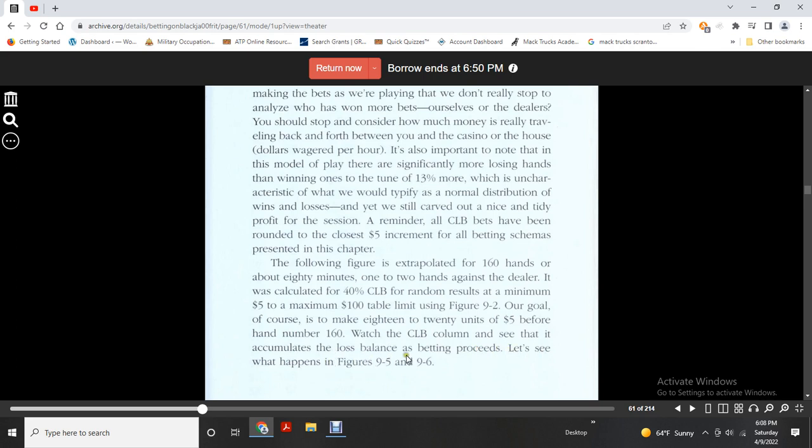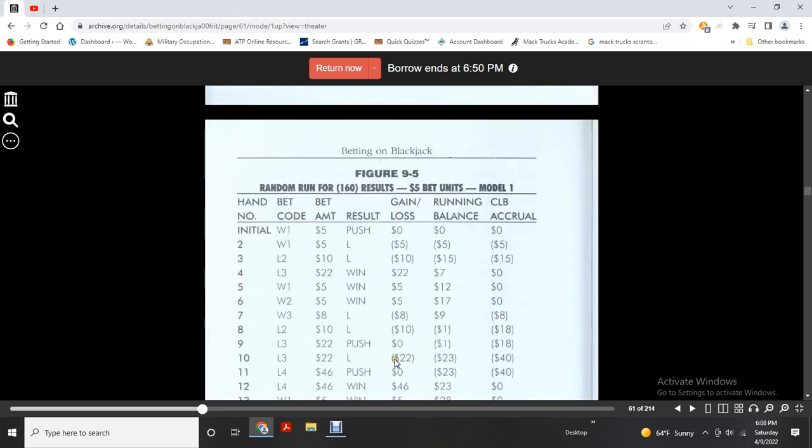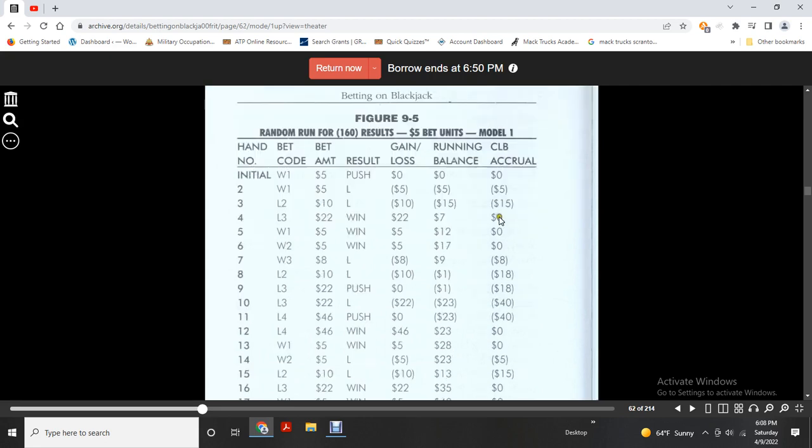Let's see what happens in figures 9.5 and 9.6. 9.5 shows the random run of the 160 results of 5 bet units in model 1. It shows the hand number, initial bet code, the bet amount, result, game loss, running balance, and clearance losing bet accrual.